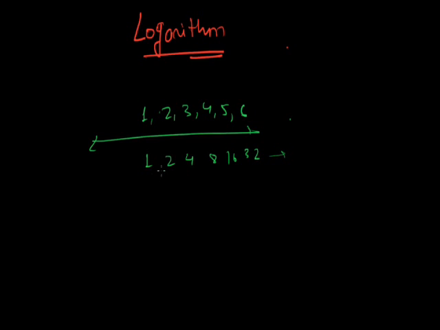So this is 2 raised to power 0, 2 raised to power 1, 2 raised to power 2, 2 raised to power 3. If I scale with numbers which are increasing exponentially, here I can measure big quantities. So 1 indirectly I can say is 2 raised to power 0, this is 2 raised to power 1, 2 raised to power 2, 2 raised to power 3, 2 raised to power 4, and 2 raised to power 5, and so on.